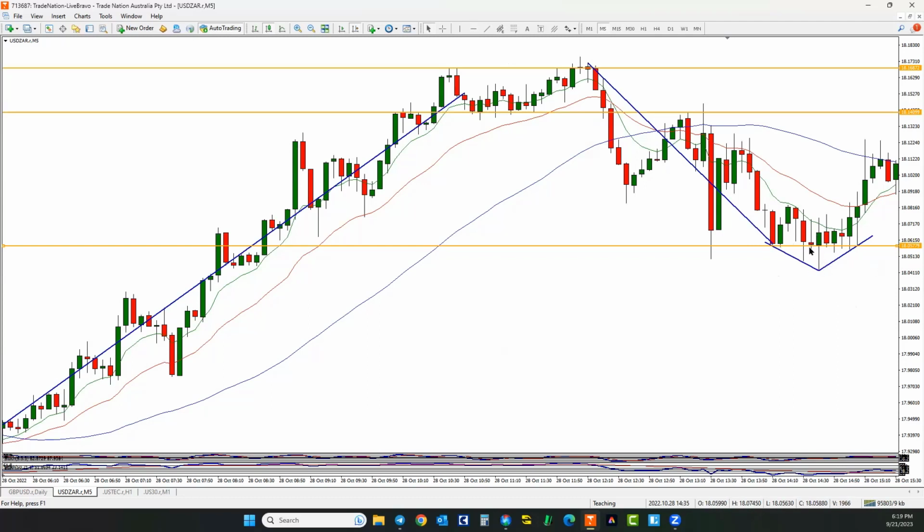Neckline in place over there. So that's the neckline, internal shelf. A little bit aggressive if you're going to go long on those small candles, but certainly after that, it was a nice little break to the upside.